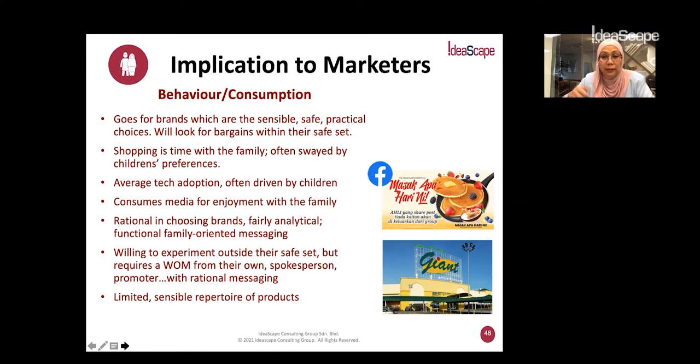Or Giant has a playground in their baby and kids corner. So they love that. By the way, there's a food court also, and then you get shopping done. So everything that you do is centered around their family. Average tech adoption, they don't need to get the latest, and decision making is often driven by what their children's needs are.